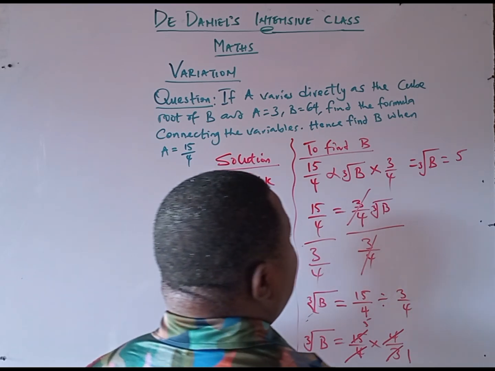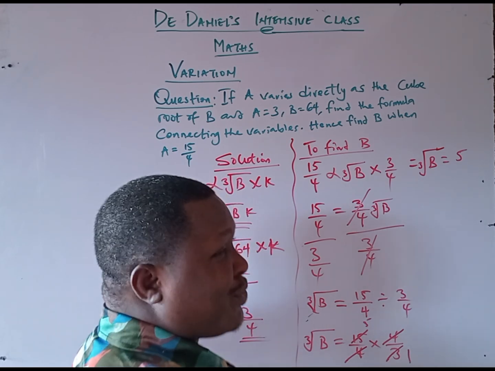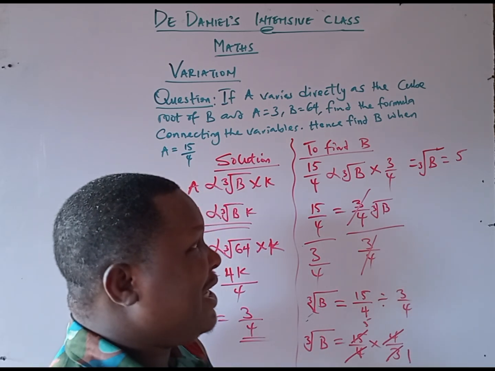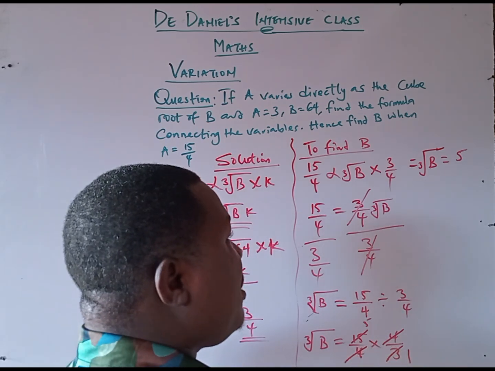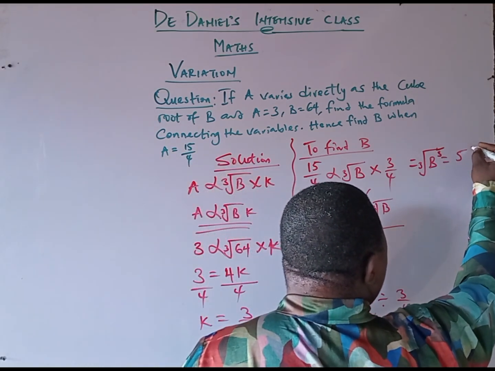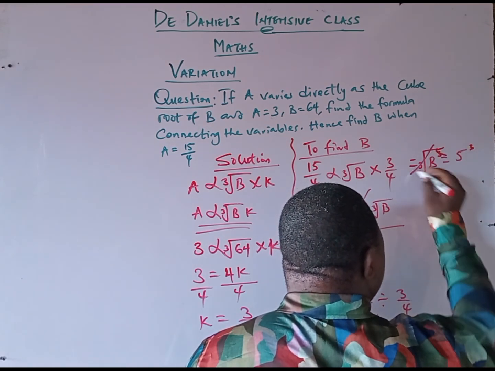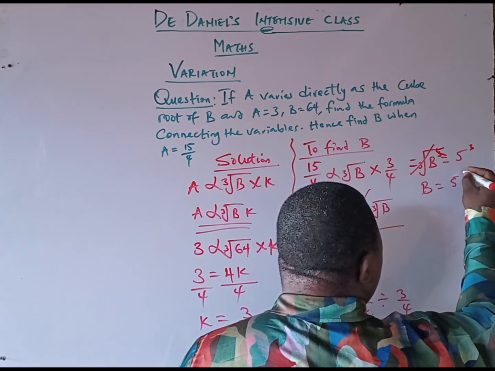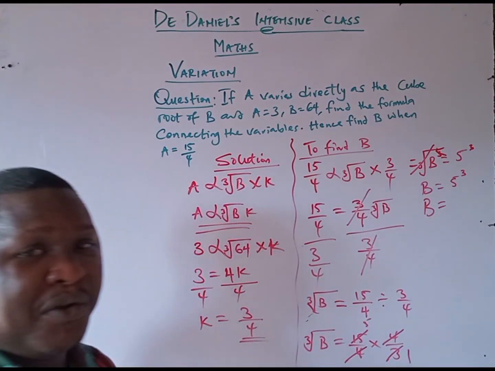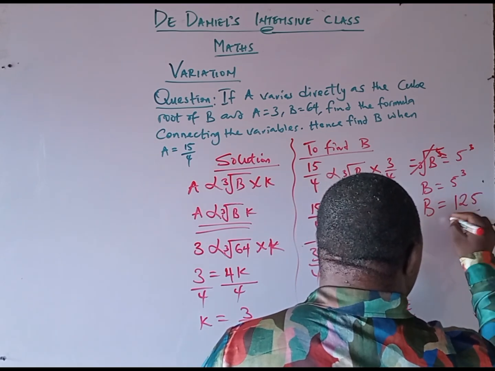Here, how do you eliminate the cube root? It's just like you want to eliminate your square root. If you want to eliminate square root, you use a root to eliminate it. So if you are eliminating cube root, you're going to use the power of 3. B raised to the power 3, 5 raised to the power 3. We cancel this one. We have B equals 5 raised to the power 3, so that means 5 in 3 places. Therefore, B equals 5 times 5 is 25, 25 times 5 is 125.